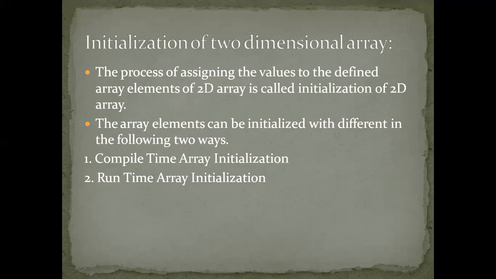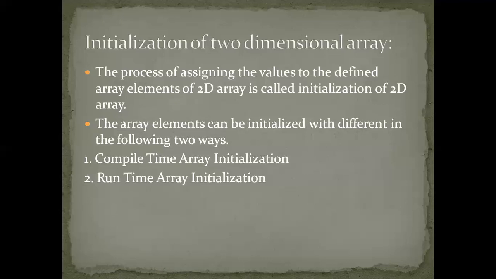So here we are going to assign the value to what? Two-dimensional array. The array elements can be initialized in the following two ways. There are two ways with respect to one-dimensional arrays as well. What are the two ways? One is compile time array initialization and the other is runtime array initialization.